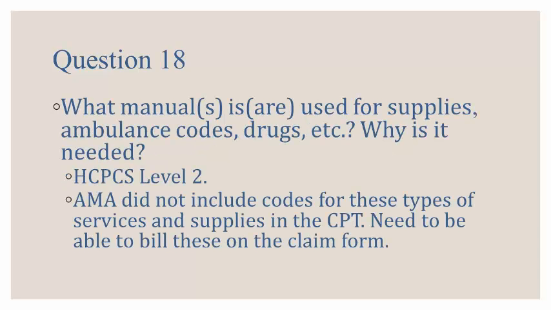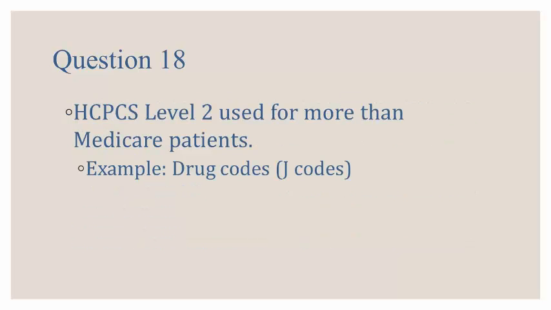Question 18. What manual or manuals is used for supplies, ambulance codes, drugs, etc.? And why is it needed? The manual is HCPCS Level II, which is maintained by CMS, Centers for Medicare and Medicaid Services. The AMA did not include codes for these types of services and supplies in the CPT, but we need to be able to bill these items on a claim form. HCPCS Level II is used for more than Medicare patients. For example, drug codes, J codes, drug codes.